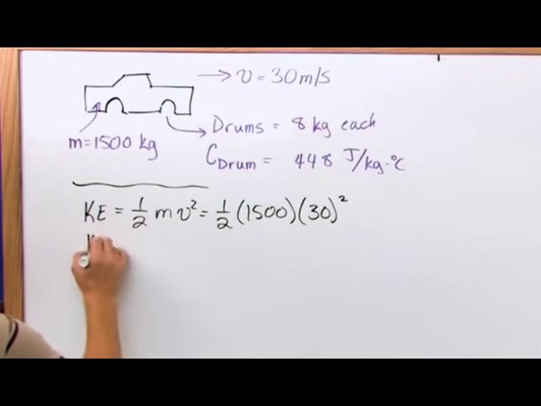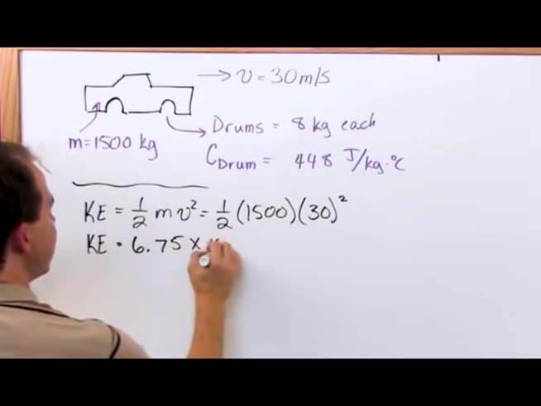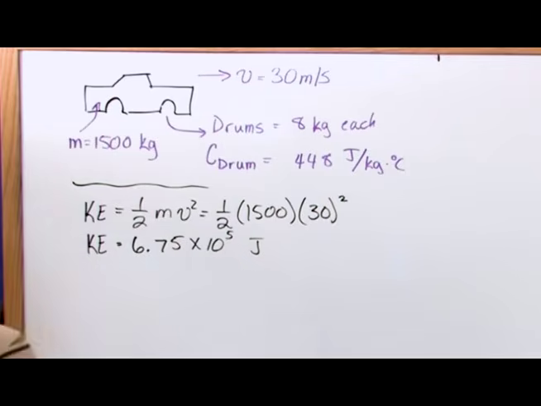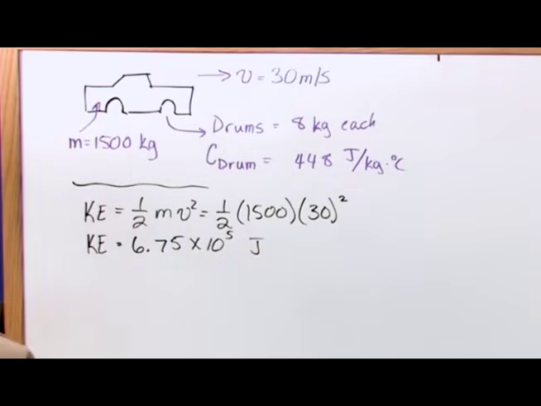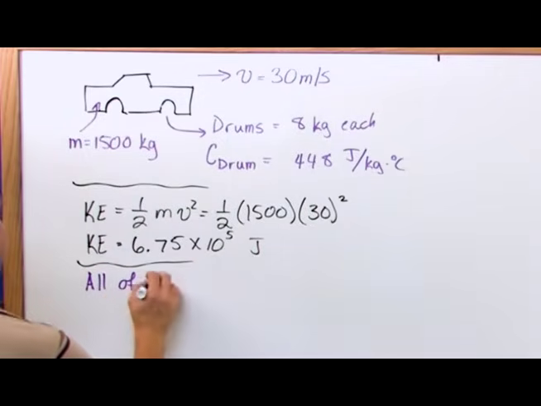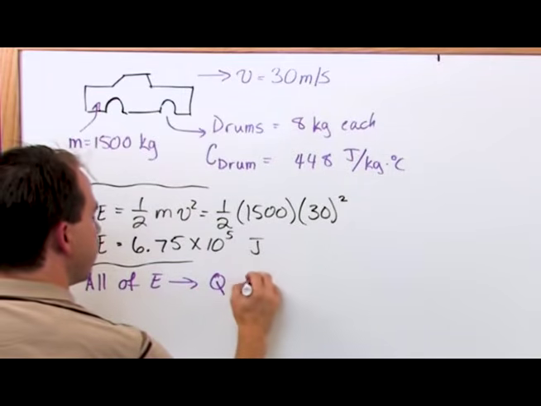And when you do that math, you will find that the kinetic energy is 6.75 times 10 to the 5 joules. The unit of energy is joules. And what we're saying in this problem is that when you slam on the brakes, all of the energy of motion goes into these brake drums. Basically all of the energy goes into heat for those guys. And we know, basically from before, that all of this energy goes into heat of the brake drums.